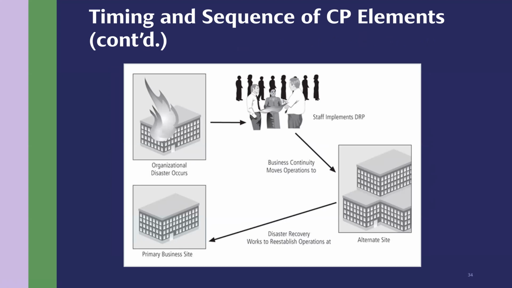So actually, if a disaster occurs in an organization, then the staff or the people involved in the entire response team are going to finalize which contingency planning they have to follow. For example, if they move the entire business to an alternative site, it means they are following business continuity planning.